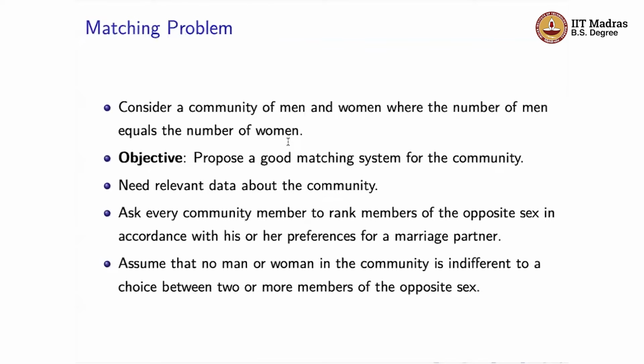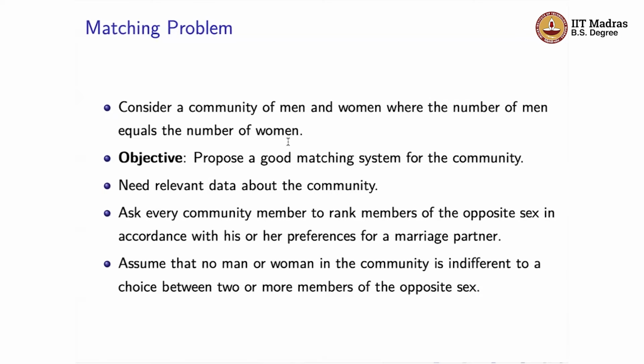And the objective is to propose a good matching system for the community. So what that means is that you want to pair off each of the men with a woman, right? So that you have couples forming. So this is the marriage thing that is going on, right? Now, obviously, in order to think about whether the matching system that you are proposing is a good matching system or not, you need data about the community, right? Now, data could be collected in different ways.